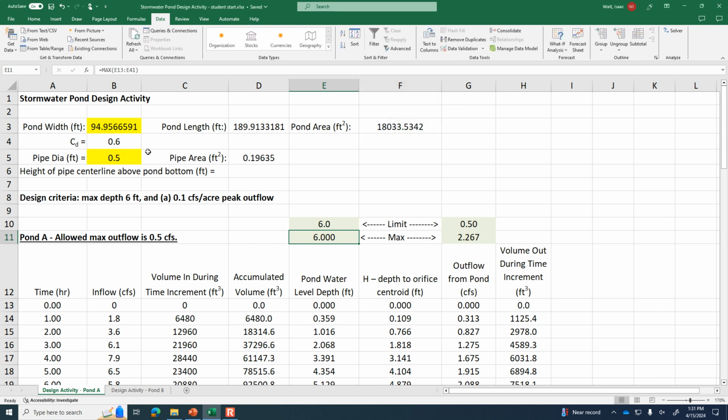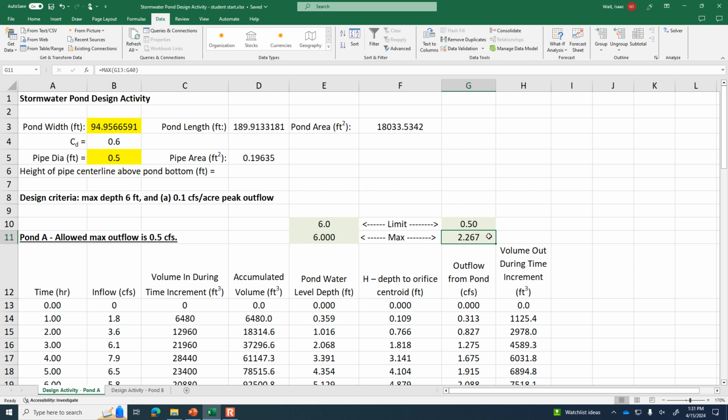All right, so 94.95 feet wide and 189.91 feet long. That's the optimal pond size if we have this 6-inch pipe diameter. But we can't go with the 6-inch pipe diameter because it's letting too much water out. So that's the other thing we're going to have to optimize.